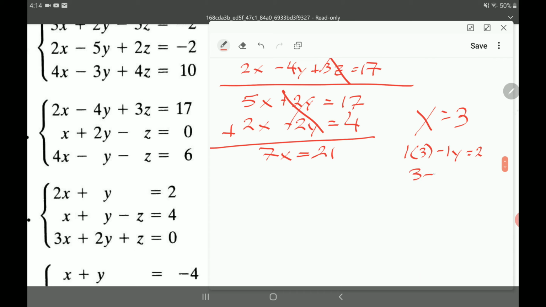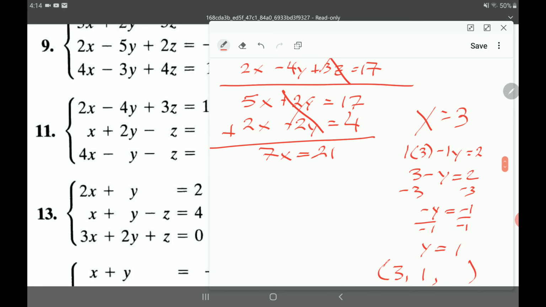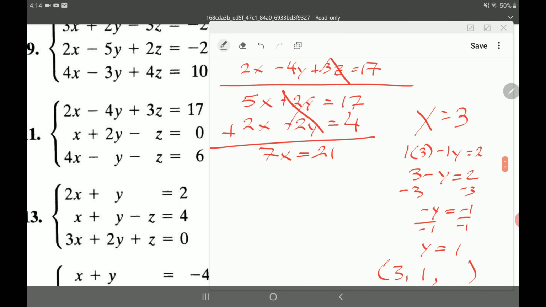So we get 3 minus y equals 2. Minus 3, negative y equals negative 1. Dividing by negative 1, we'll get y equals 1. So we have x is 3, y is 1. We're going to pick one of these equations. Since this is 11, let's say, well, this one, the one that equals 0, seems to be pretty easy. So that gives you x plus 2y minus z equals 0.